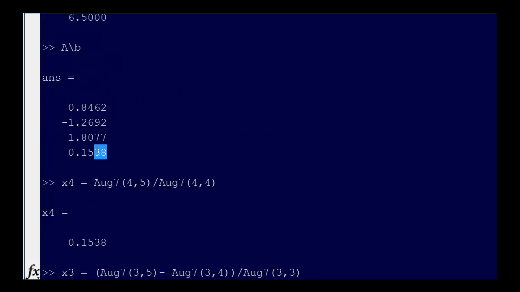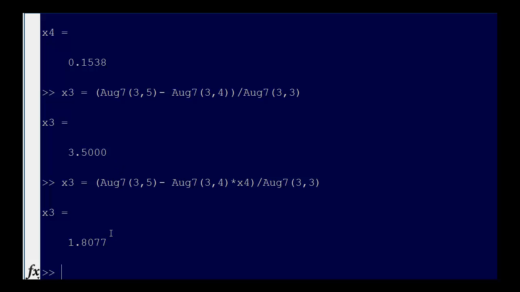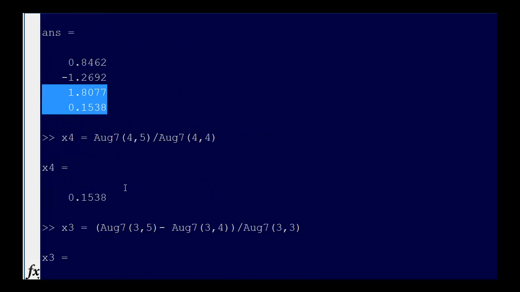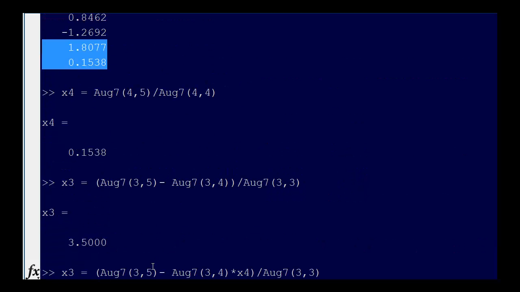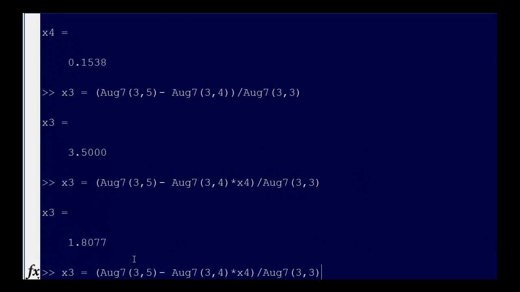Okay, now 1.8077. Okay, so we got the first two. You can see we just keep going through, and we'll get the rest of them. Bam, beautiful. Okay, so now we just go through that. This is sort of tedious.